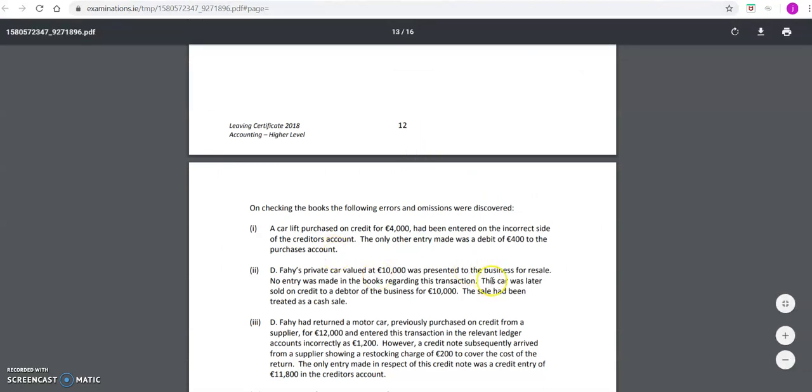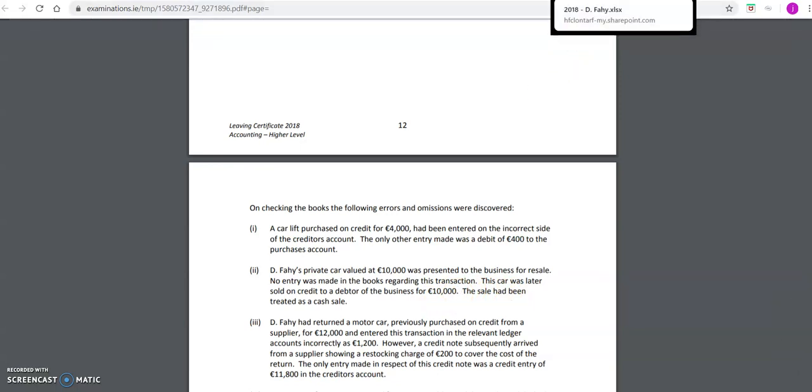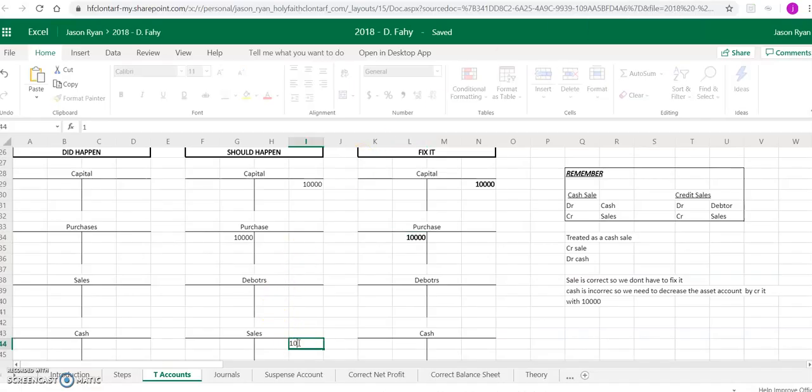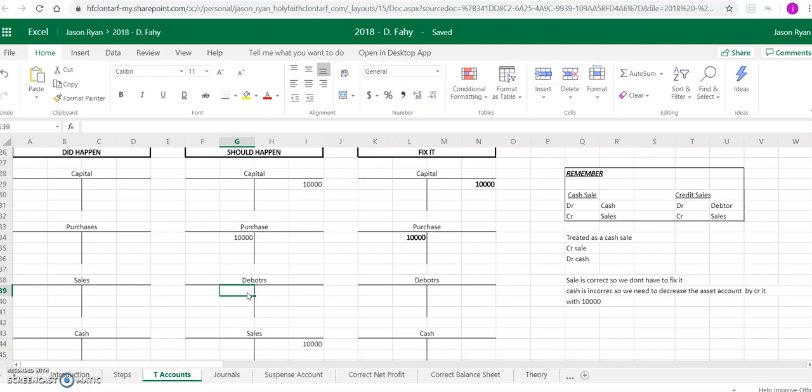What happens next then? The car was later sold on credit to a debtor, to a business for 10,000. So if we sell on credit, we're going to need sales and we're going to need a debtor. So the sales is an income, so it goes on the credit side. And over here, your debtors is going to be an asset, so to increase it, you're going to put it on the debit side.